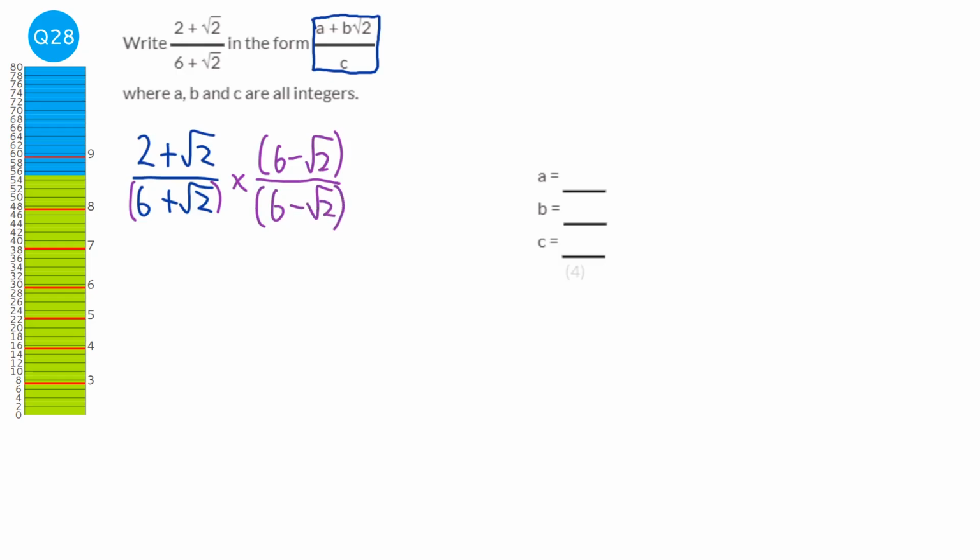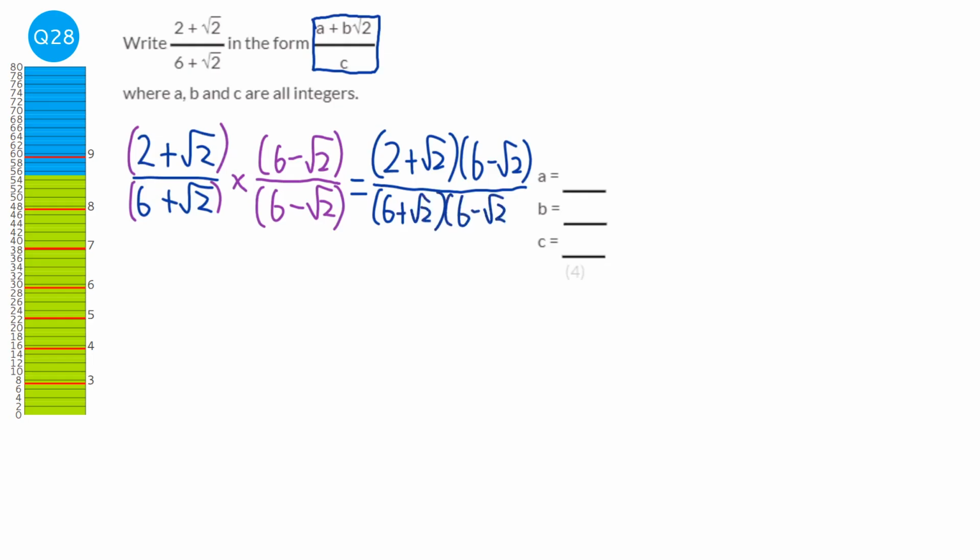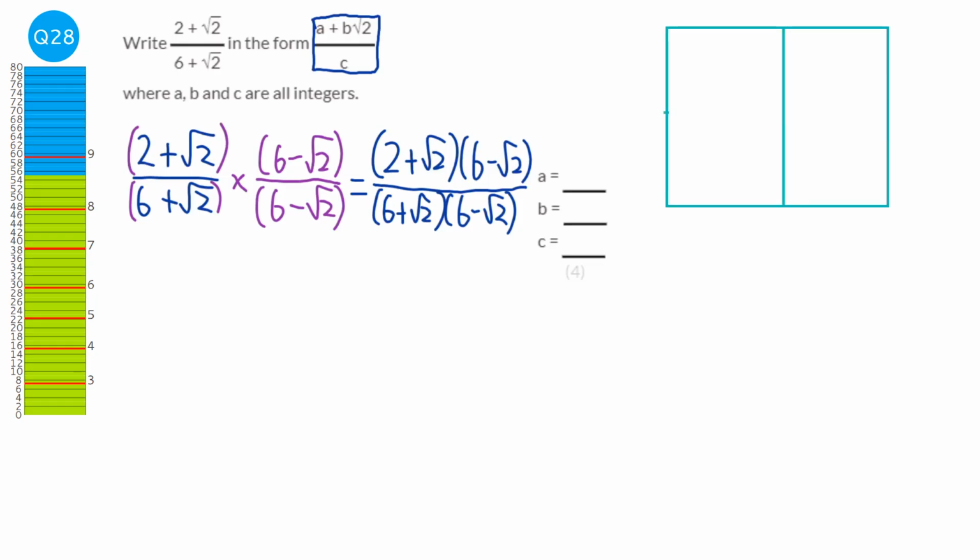So we're going to have 6 minus root 2. Okay? And when we do that, we can imagine that there's going to be brackets at the top as well. We've got 2 plus root 2 and 6 minus root 2 at the top, and then we've got the 6 plus root 2 and the 6 minus root 2. Now, the reason why we do that is you will see when we expand the bottom one, but I'm going to start with expanding the top one. And it doesn't really matter which method you take to expand it. I'm just going to use the grid method because it's a little bit clearer maybe.